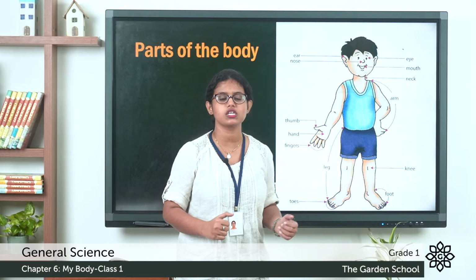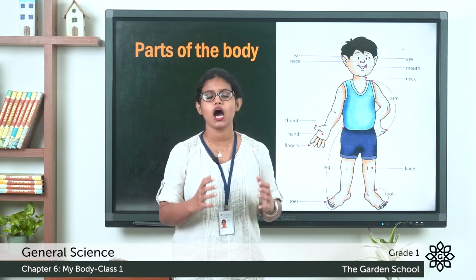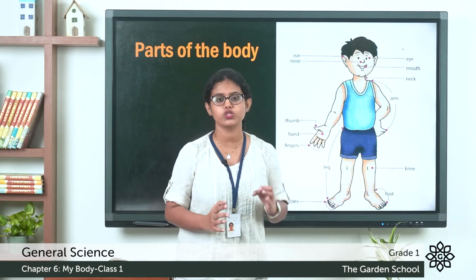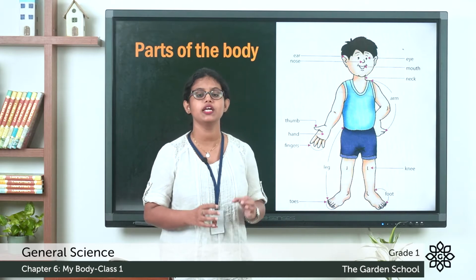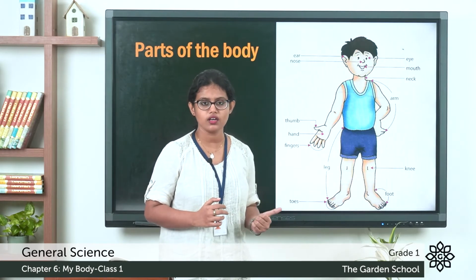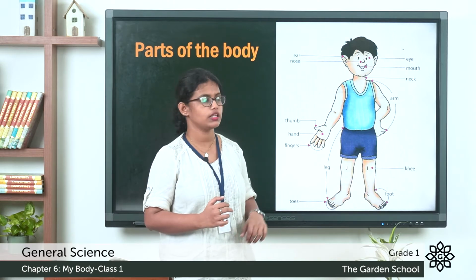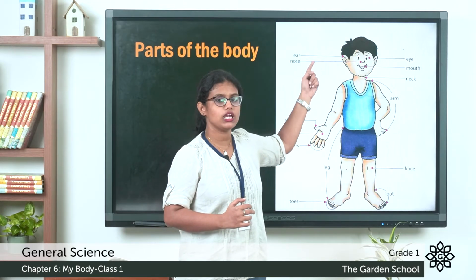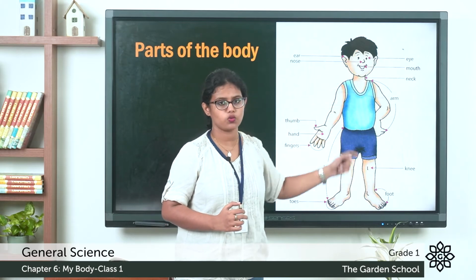So 2 arms and 2 legs together are called limbs. So which are the 3 main parts of the body? The 3 main parts of the body are the head, the trunk and the limbs. The head has eyes, ears, nose, mouth.